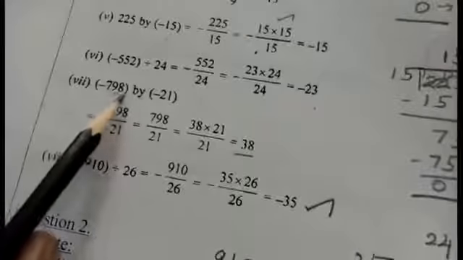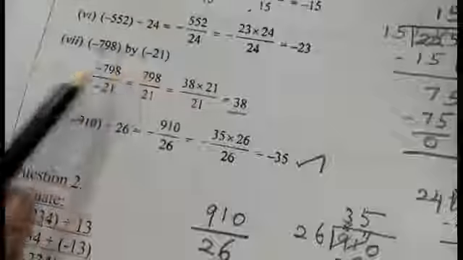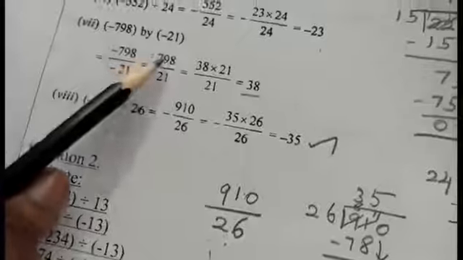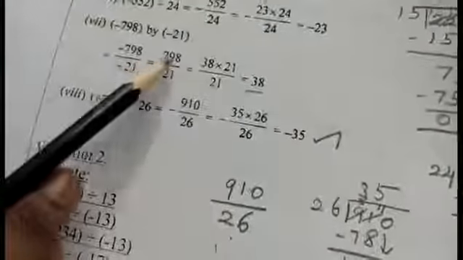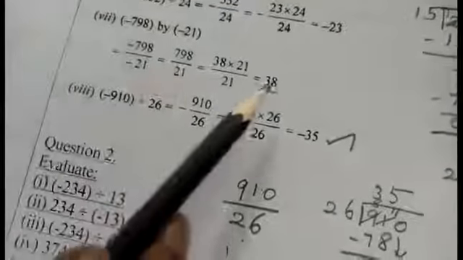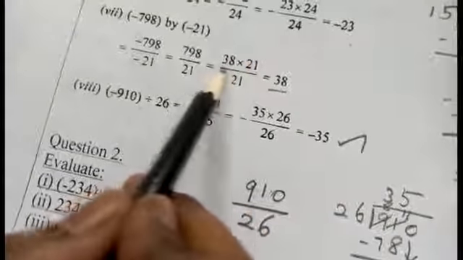So coming to 798 divided by 21. Minus into minus is plus. That is why they are writing like this, minus. Both the signs I can cancel. After cancelling, 798 divided by 21. This 798 divided by 21, you can do it directly by the 21 table. You will get the answer as 38. It is not necessary for you to do this calculation. Even if you do this one, there is nothing wrong.